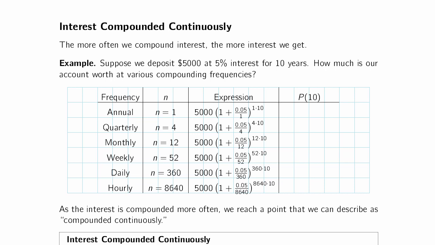Does that mean that we can get as much money as we want by compounding more and more often? Let's see what happens when we compound this loan more and more often. So this loan is $5,000 at 5% interest for 10 years.